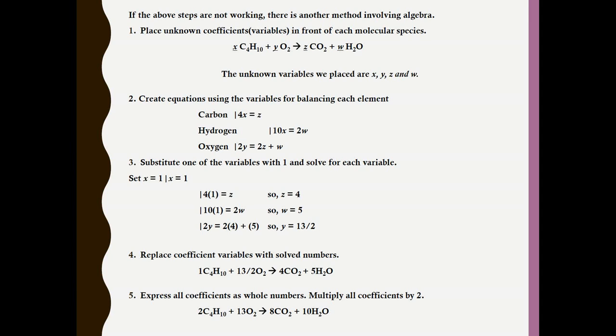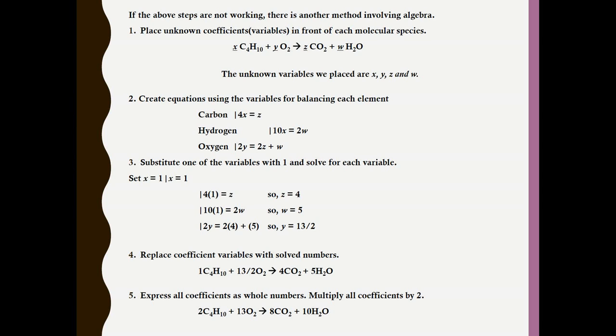Now the next slide shows you another technique to find out the balancing equation. If you're good with the previous technique, you can use that one. But if not, this is an algebraic method that you can use. If you're good in math, you can use this technique. It tells you to place an unknown coefficient or variable in front of each molecular species. So my equation is C4H10 plus O2 goes to CO2 plus H2O.